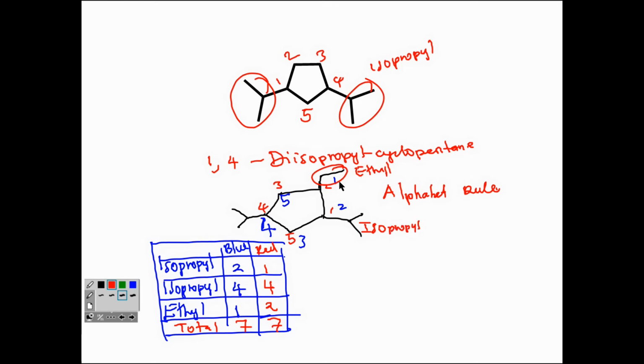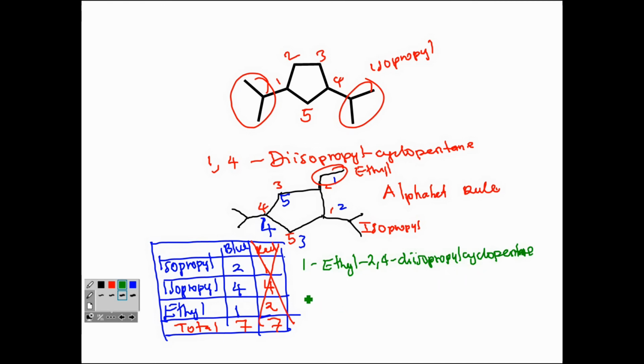So we're going to give the ethyl the least number possible, so we're going to take the blue numbering and not the red numbering. So the correct name will follow the blue numbering system, so it's going to be 1 ethyl, and then 2, 4 diisopropyl cyclopentane, because it's a 5-membered ring. So it's 1 ethyl 2, 4 diisopropyl cyclopentane.